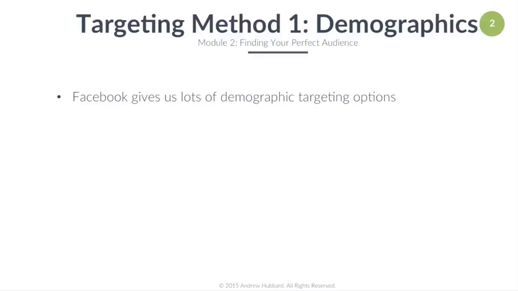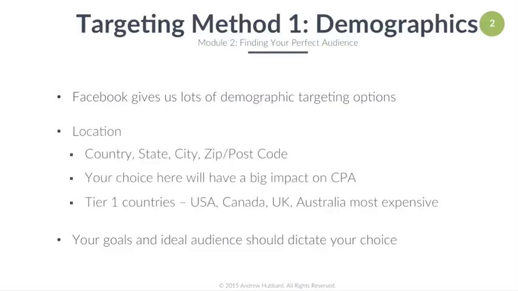Facebook gives us lots of demographic targeting options, and one that I want to talk about is location. You can target people by country, state, city, zip, or postcode. What you choose here is going to have a big impact on your overall cost per acquisition or cost per engagement. That's because the big countries with big spending users, also known as tier 1 countries from an advertiser's perspective, are the USA, Canada, the UK, and Australia, and they're going to be the most expensive because that's where the high value users are. That's where the users who are most likely to spend money in your app reside. So they're going to be the most expensive.